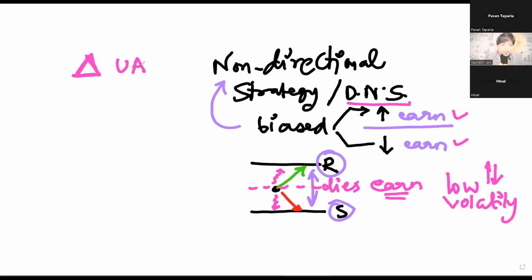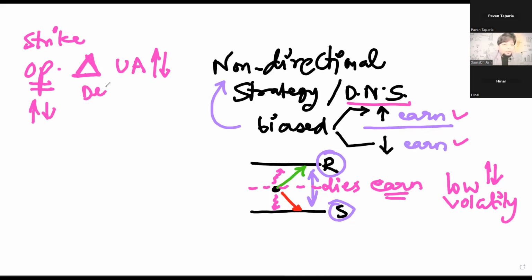Now, when the underlying asset goes up and down, the option premiums also go up and down. The rate at which the option premiums, the call and put premiums, are going to go up and down depends upon the strike price of that option. And that relationship is called delta.